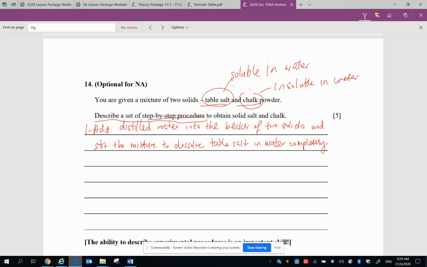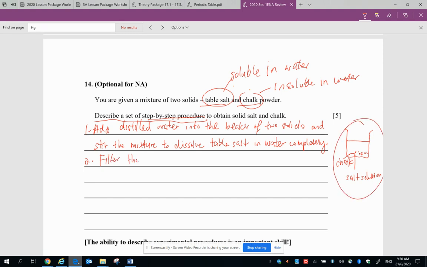All right, so second step. After we have dissolved it, we will find that we have a beaker that contains a salt solution and a suspension of chalk. So what do we do to this? We have to filter now.